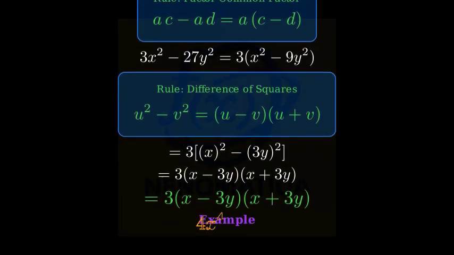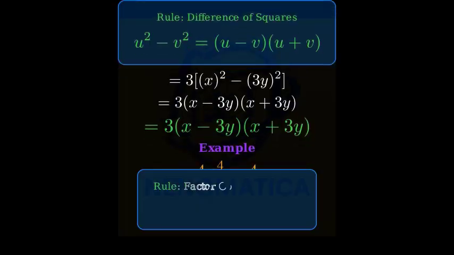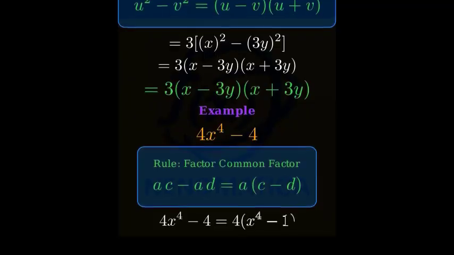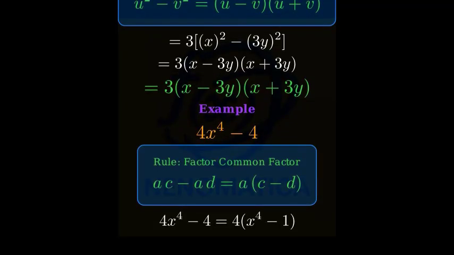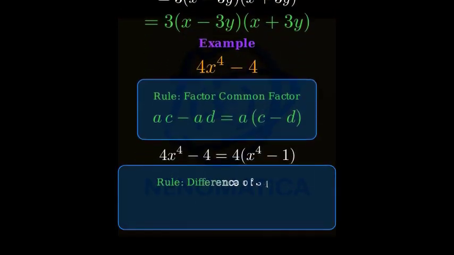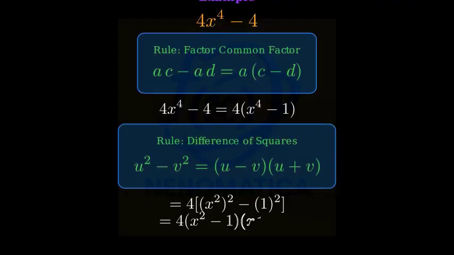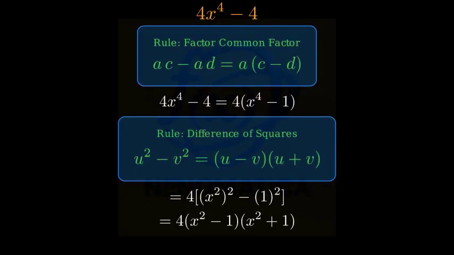We want to factor 4x to the fourth power minus 4. First, we notice that both terms have a common factor of 4, so we can factor it out. This gives us 4 times the quantity x to the fourth minus 1. Now, we need to factor x to the fourth minus 1. We can see that x to the fourth is actually (x squared) squared, and 1 is 1 squared. So this is also a difference of squares pattern, where u is x squared and v is 1. Applying the difference of squares formula, we get 4 times (x squared minus 1) times (x squared plus 1). But we're not done yet.